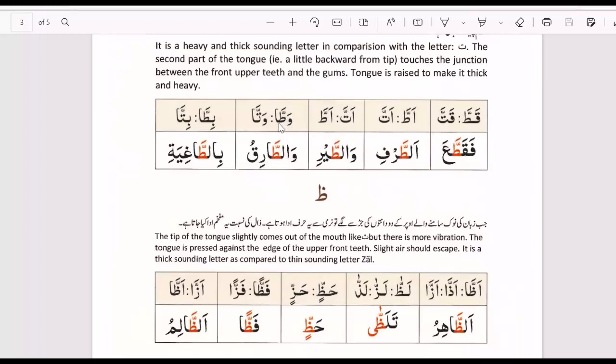Then over here, you can see again, this is letter Ta with a shadda and fatha on top of it. Wat to. Whereas if you have a letter Ta, you'll read it as watta. So you can see that there's a difference between both the letters. The letter Ta is thicker and heavier than the letter Ta.